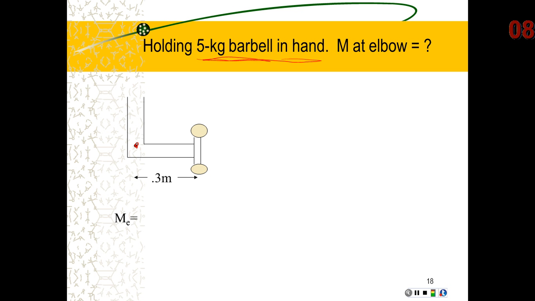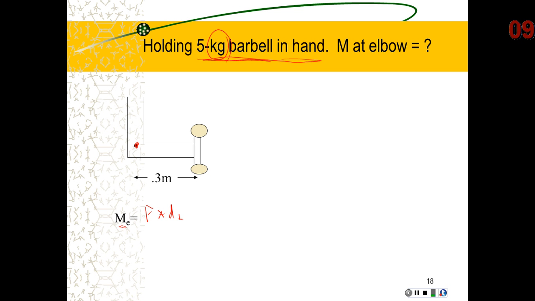Okay, so our joints, our body segments rotate about our joints. They're connected at our joints. They rotate about the center rotation of our joint. And so we want to find out what is the moment at the elbow created by this 5 kilogram barbell. 5 kilogram, I told you, that is not a force. It is a mass, and so we're going to have to do something to that 5 kilogram to make that a force, because we know that our moment equation is force times perpendicular distance.